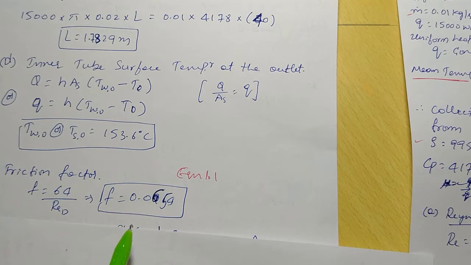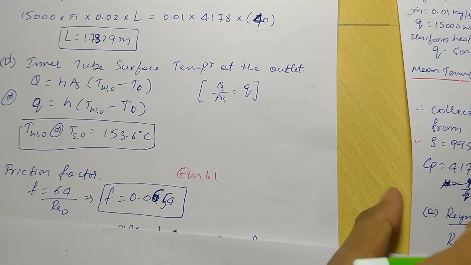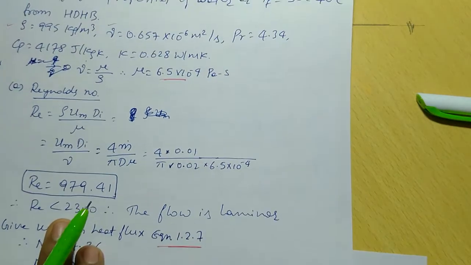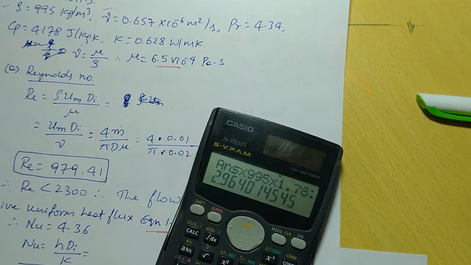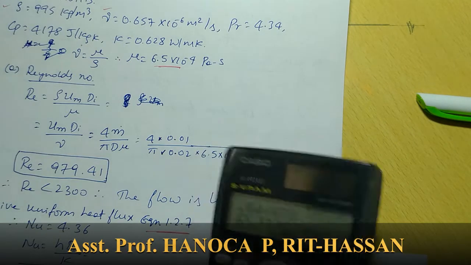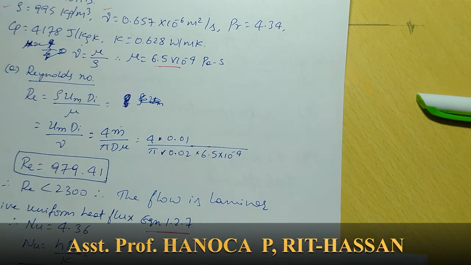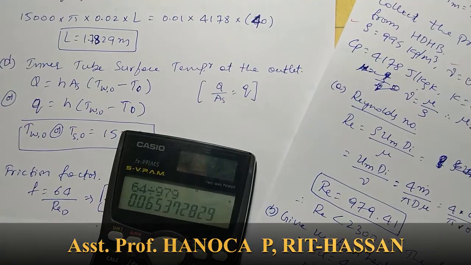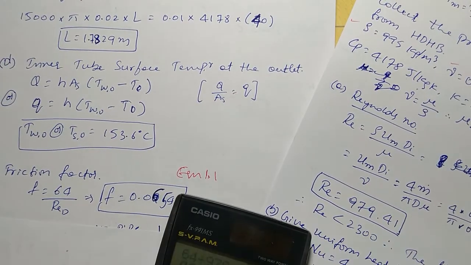There is a minute correction you need to do. The Reynolds number is how much? The Reynolds number is 979.41. So 64 divided by 979, you are going to get 0.065. That is the friction factor obtained.